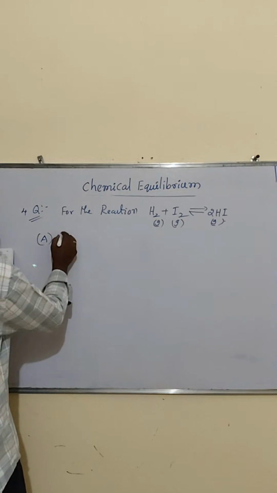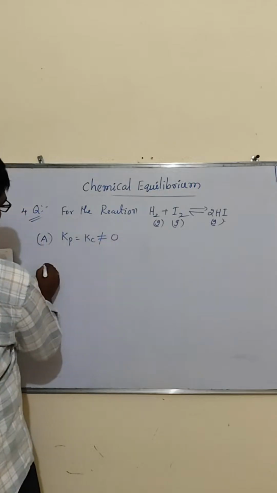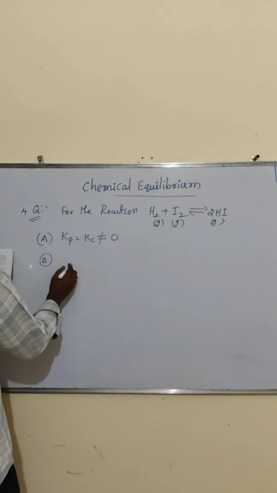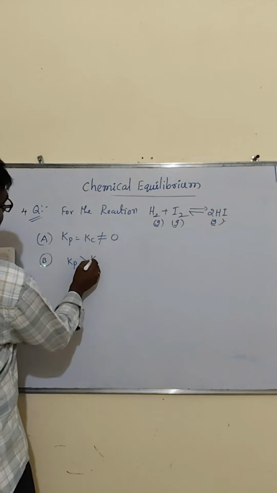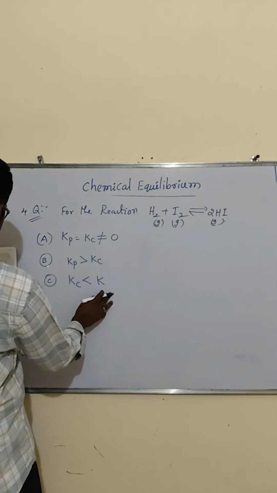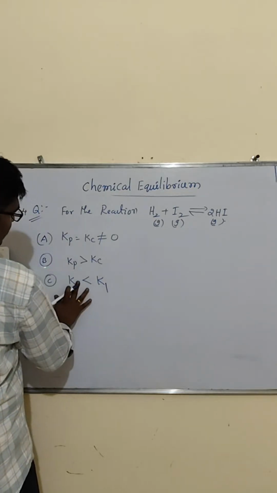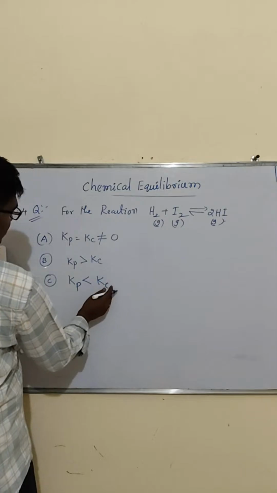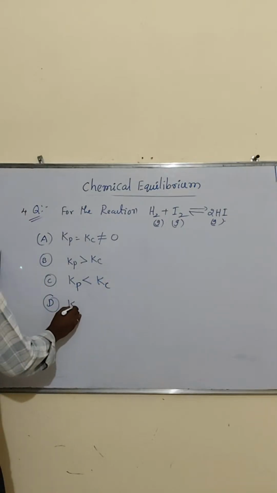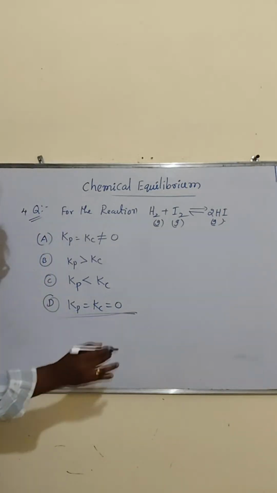Option A, Kp equals Kc not equal to 0. Then option B, Kp is greater than Kc. Then option C, Kc is less than Kp, Kp is less than Kc. Then option D, Kp equals Kc equals 0. So these are the options.